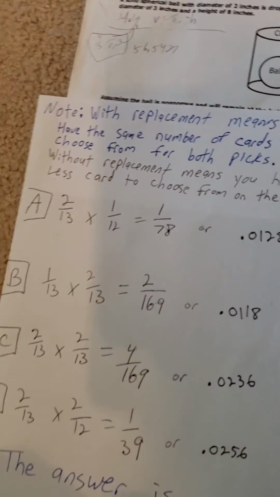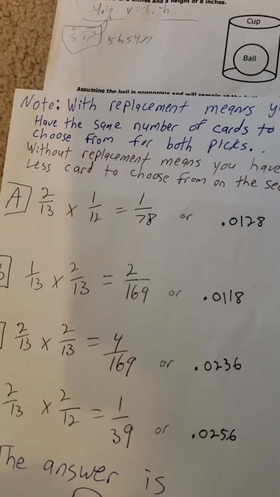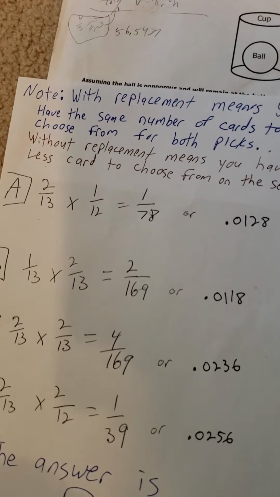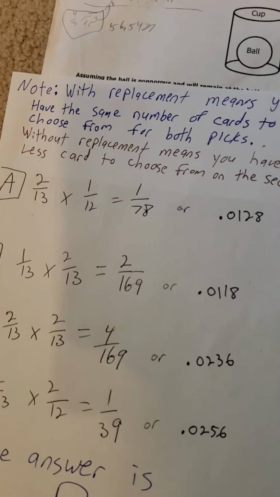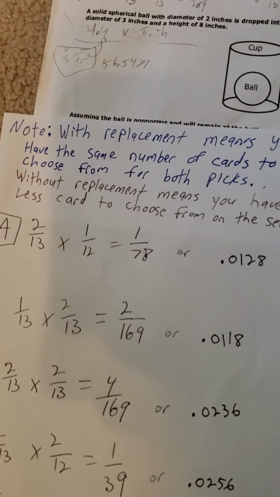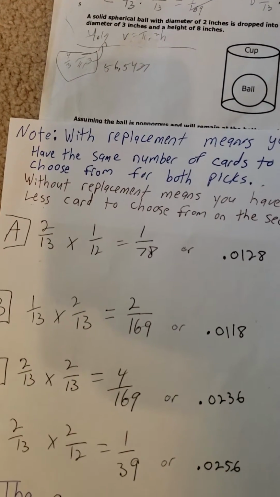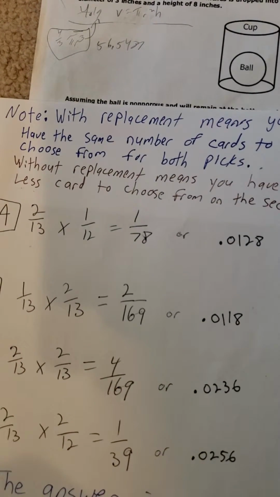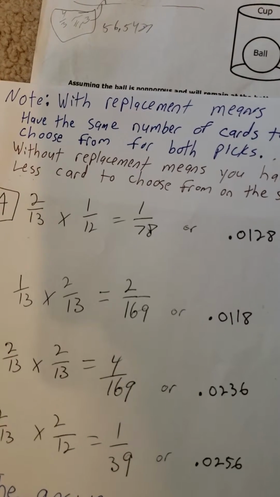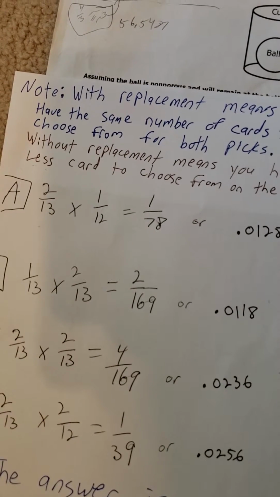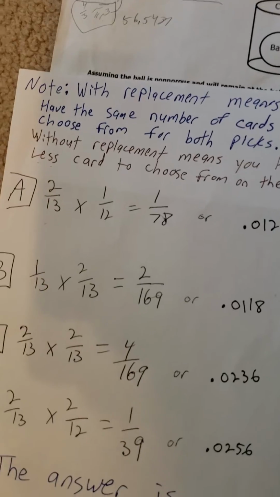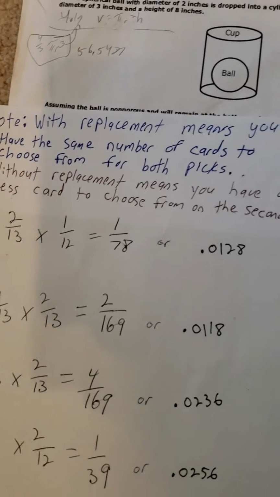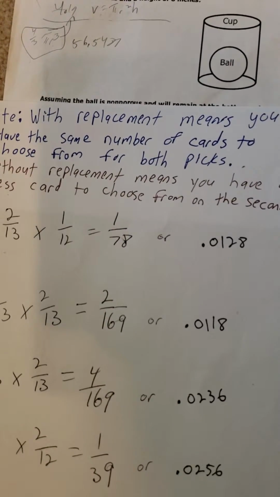So there are 2 2s in the 13 cards. So that is going to give us 2 over 13. There's only one 3 in these 13 cards. Therefore, it's going to be 1 over 12. We are going to multiply these two fractions, and that is going to give us 1 over 78, or 0.0128.